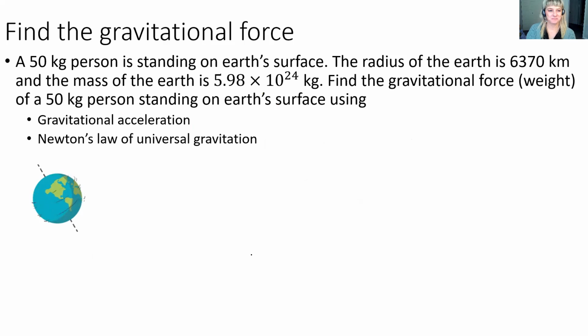Last practice problem. You're asked to find the gravitational force. Suppose we have a person, 50 kilograms, standing on the Earth's surface. The radius of the Earth is 6,370 kilometers, and the mass of the Earth is 5.98 times 10 to the 24th kilograms. Find the gravitational force on the person, or their weight. That's another word for gravitational force on the person, using gravitational acceleration and Newton's law of universal gravitation.